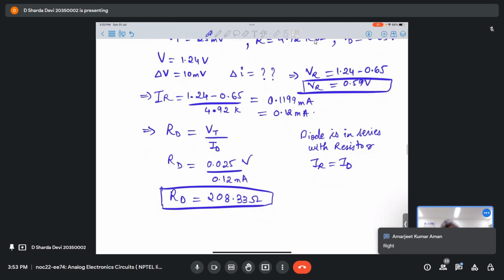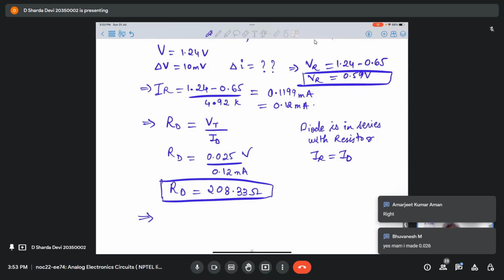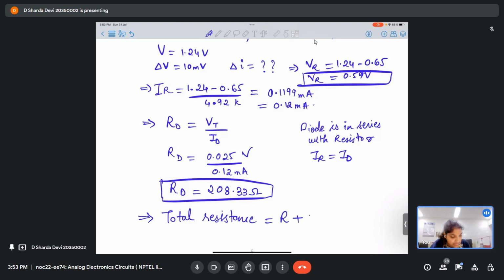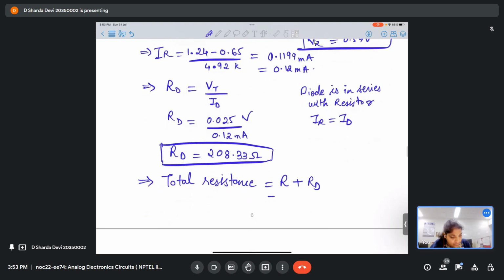Okay, so what is the total resistance of this whole circuit? Total resistance is actually R plus RD, which is 4.92 kilo ohm plus 0.2083 kilo ohm. So it is 5.1283 kilo ohms. So this is the total resistance.